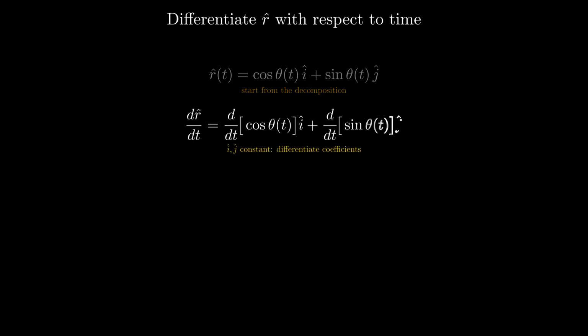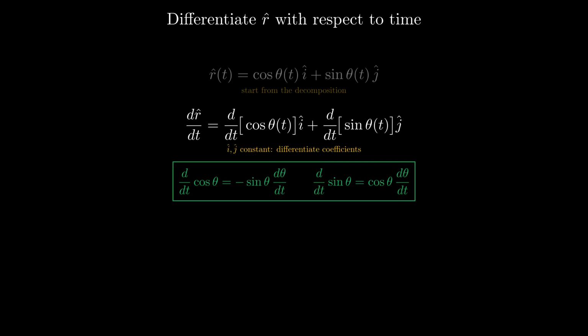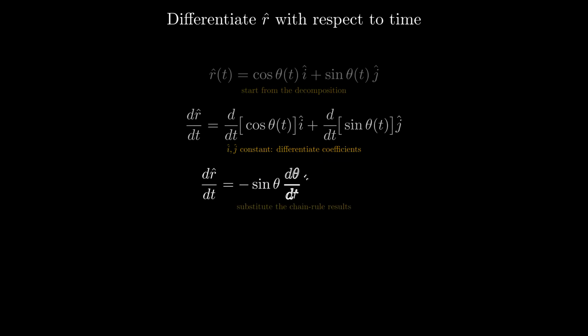Since i hat and j hat are constants, we only differentiate the coefficients. By the chain rule, the time derivative of cosine theta of t is minus sine theta times d theta dt. And the time derivative of sine theta of t is cosine theta times d theta dt. Substitute this in. The derivative of r hat is minus sine theta d theta dt i hat plus cosine theta d theta dt j hat.